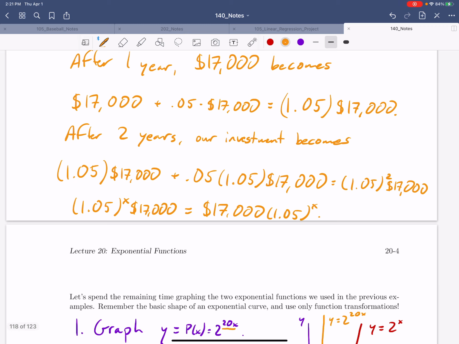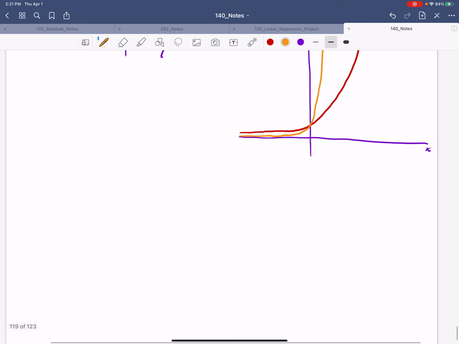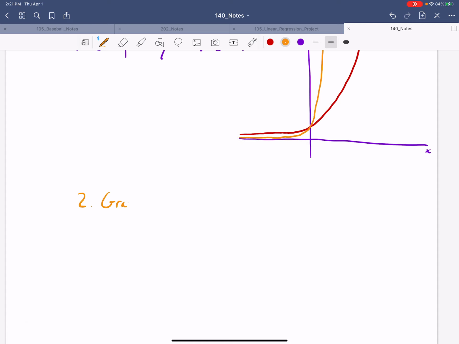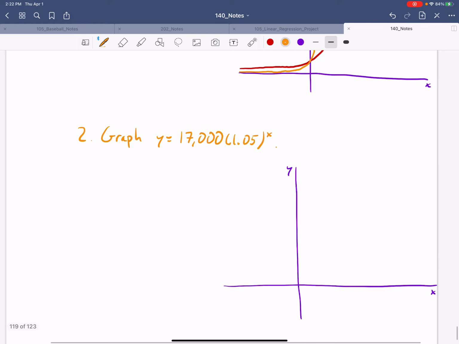All right, now the second graph, what is this? 17,000 times 1.05 to the x. Ignore the dollar signs. Now this curve, similar situation. We're going to start with a basic exponential curve, and then we'll transform it a little bit. So the graph of 1.05 to the x looks similar to 2 to the x, a similar sort of shape. Maybe we'll start with red here.